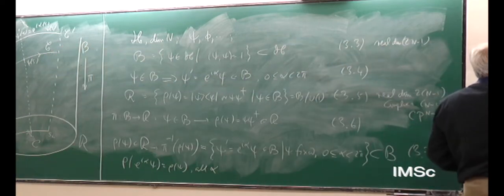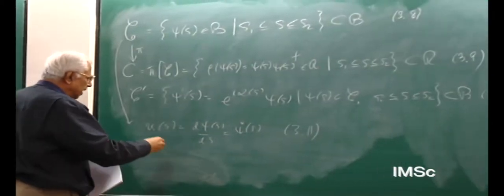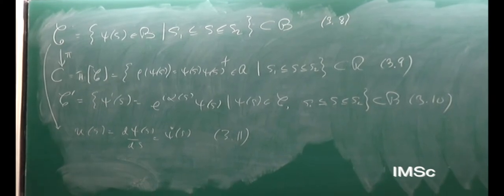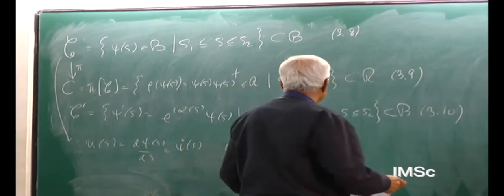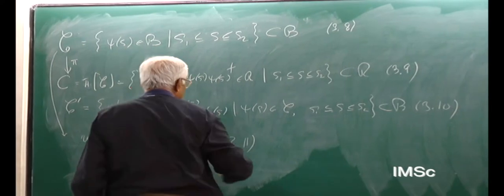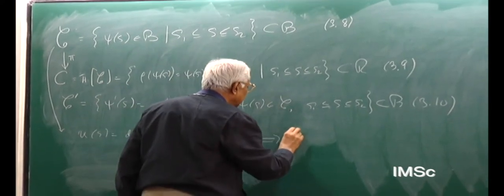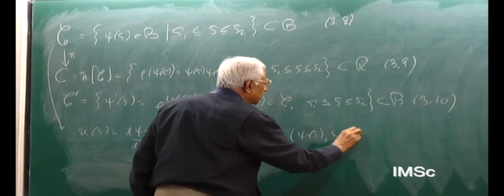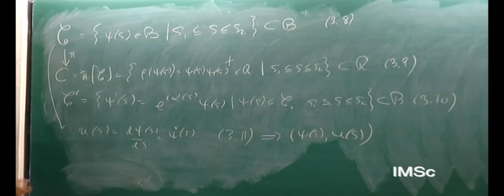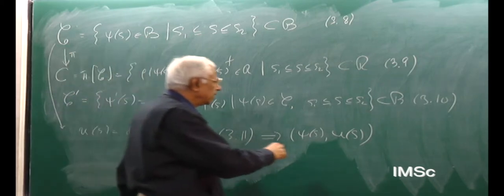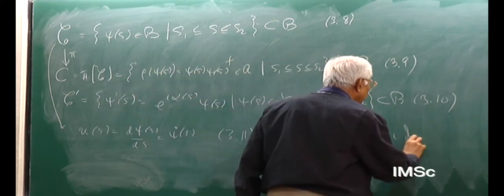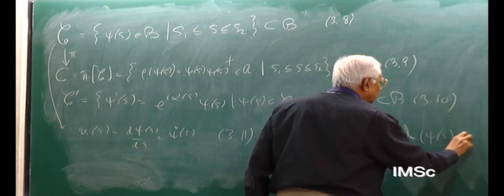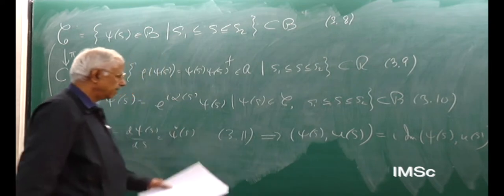So, given a smooth curve of unit vectors, at each point, this can be thought of as the velocity or the tangent to the curve. Now, you can see very easily, because psi is a unit vector for all s, it follows that the scalar product between psi of s and its derivative u at the same s is purely imaginary. It has no real part. This is trivial. It is similar to what we have seen yesterday. So, if you like, I can put it in this form. It is purely imaginary.